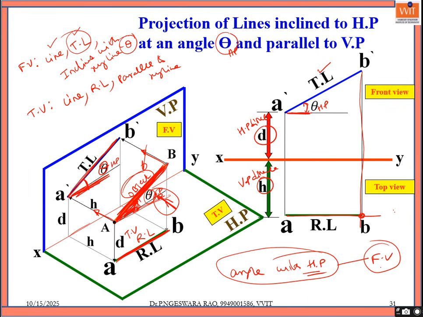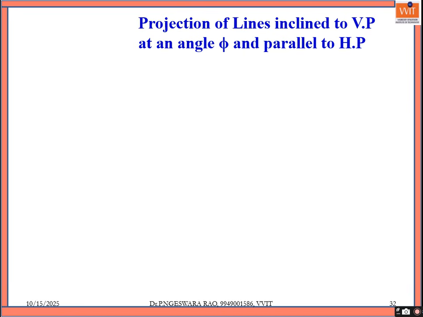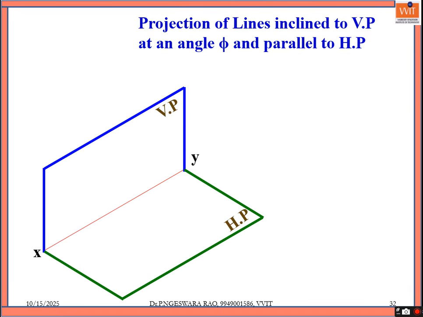So whenever the line is inclined to one plane, definitely in one view we need to draw with the true length and true angle. In the opposite view we need to draw the reduced length. Now the last condition, line inclined to VP. That means both ends are at different distances from VP, whereas from HP they are at the same distance.